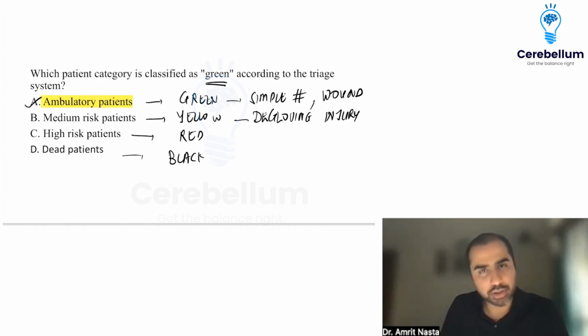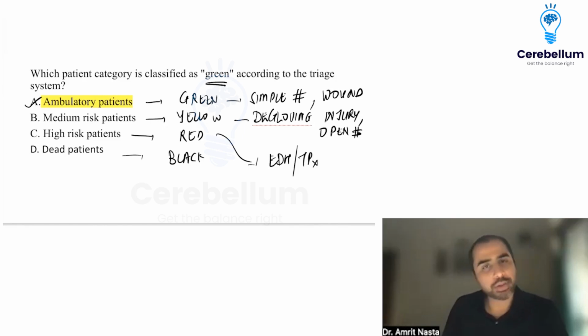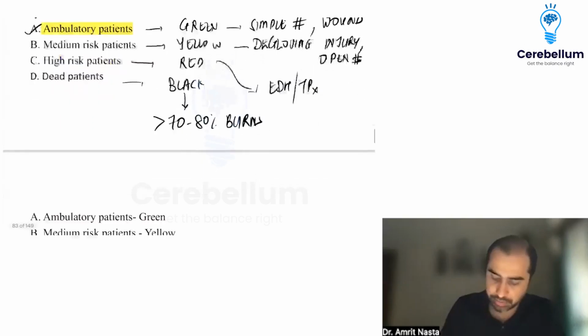Yellow means urgent, not immediate, but urgent. So degloving injury and open fracture are going to be yellow. Red is EDH, tension pneumothorax, airway obstruction. Black is going to be more than 70-80% burns or any trauma after which the person is unlikely to survive. He is about to die, moribund, almost dead.